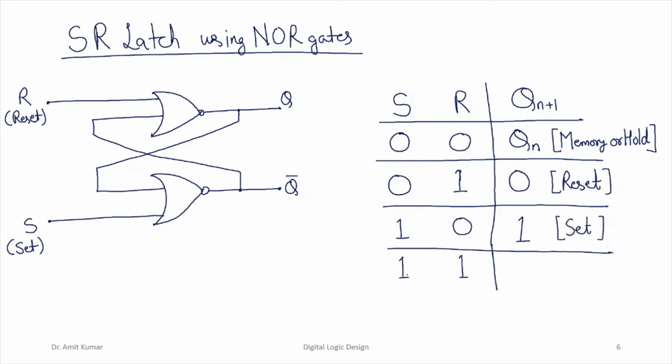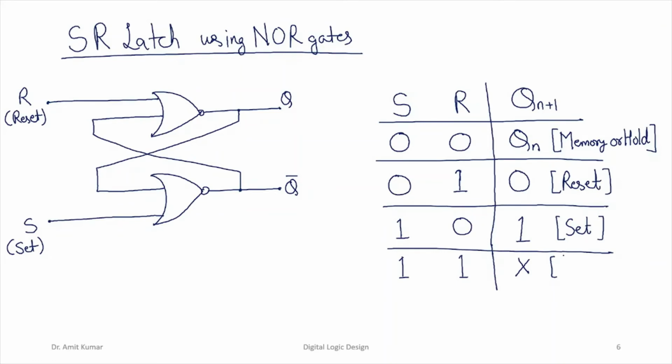In the last combination of the inputs, that is when S is 1 and R is 1, we call this the forbidden state, or the indeterminable state. Why do we call this the forbidden or indeterminable state?